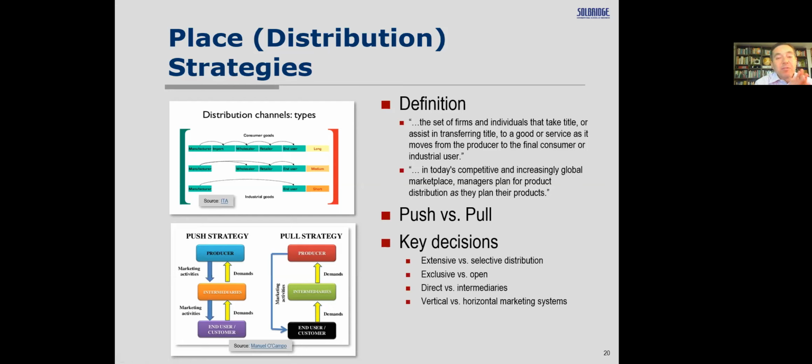So key decision points in strategies, distinct strategies for distribution: are you going to do extensive or selective distribution? Are you going to do exclusive or open distribution?